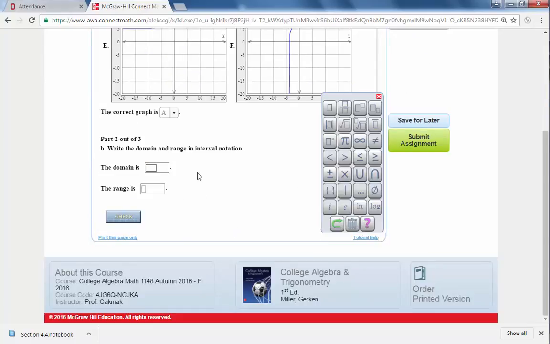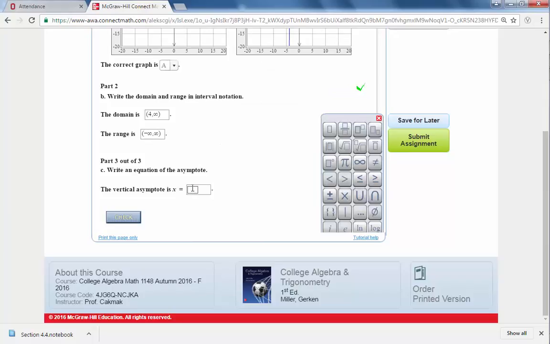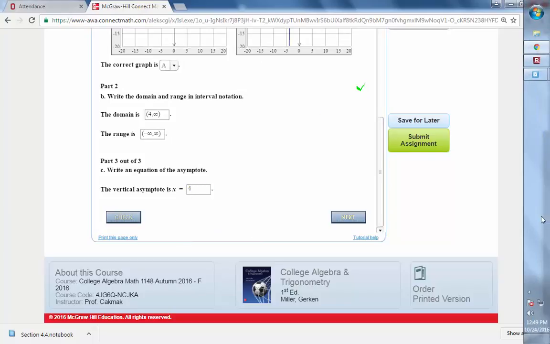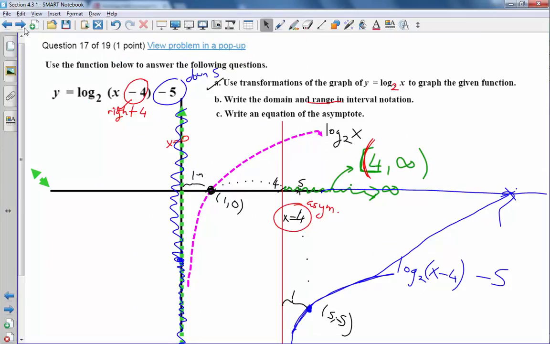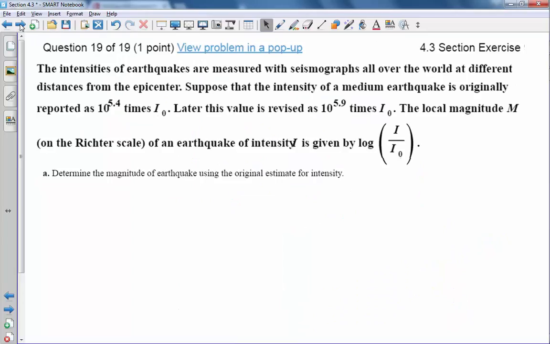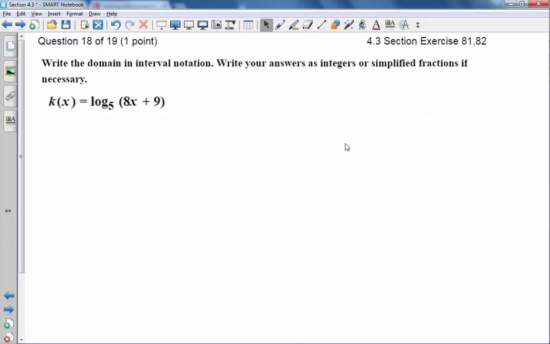All right, domain and range have already been figured out, 4 to infinity. And the entire y-axis was the range. And the asymptote was at 4. Okay, we have one more question, actually no, 2 more. Okay, and then an application. Alright, same idea.